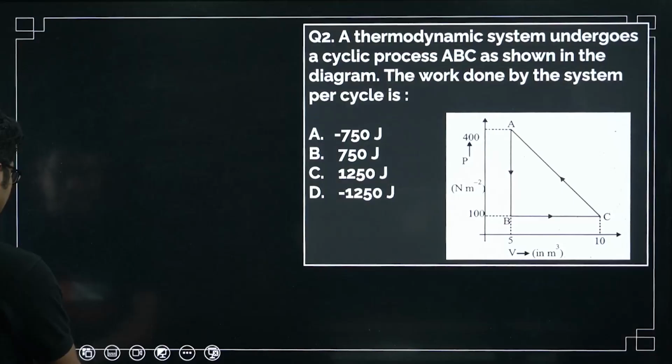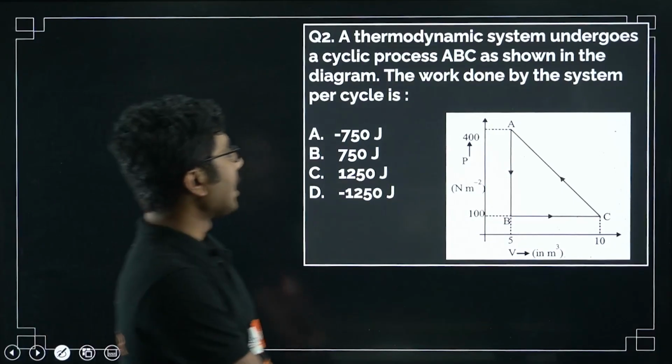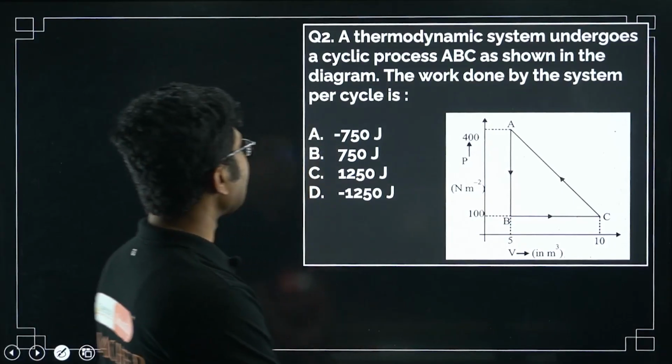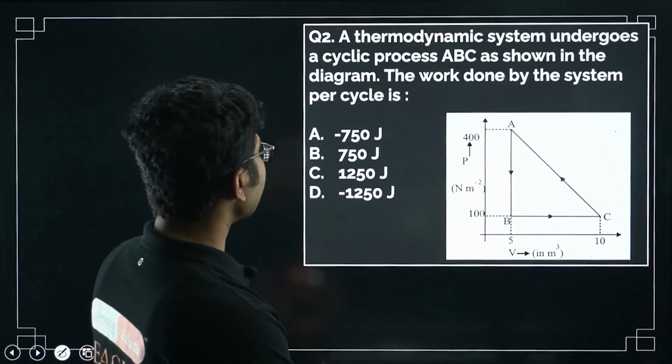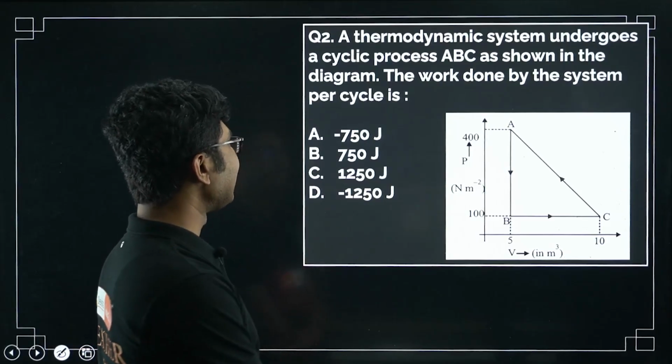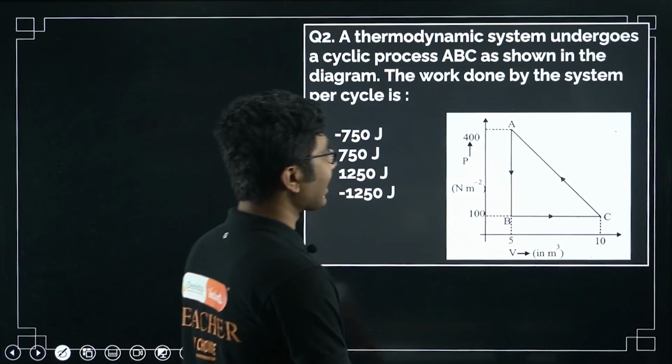Now let's see the next question. A thermodynamic system undergoes a cyclic process ABC as shown in the diagram. The work done by the system per cycle is. So what is the work done?